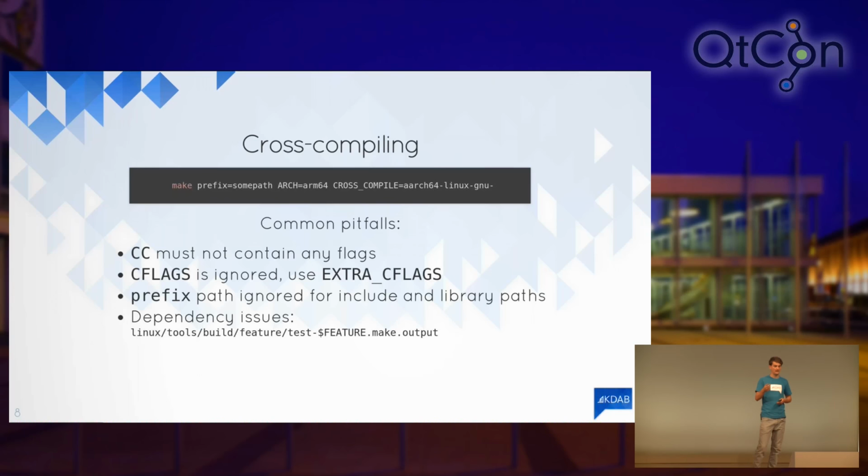And there's a folder called build next to the perf folder. And in there is a feature folder, and in there are all the feature tests. And if something failed, there's a test-<feature name>.make.output. Look at these files, because they actually tell you what happened. So maybe it didn't find libunwind's development headers or something like that, right? And from there, then you can actually work on making it run.